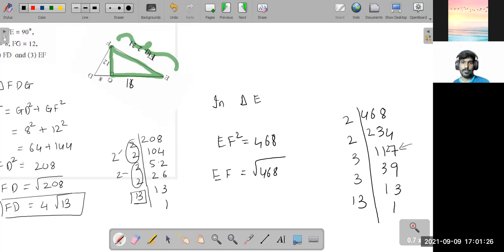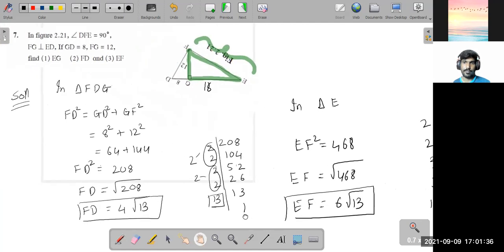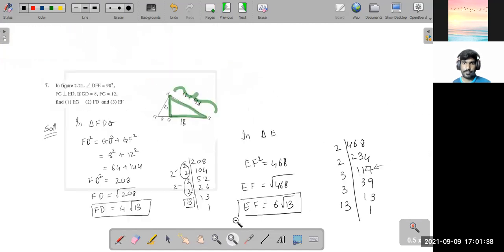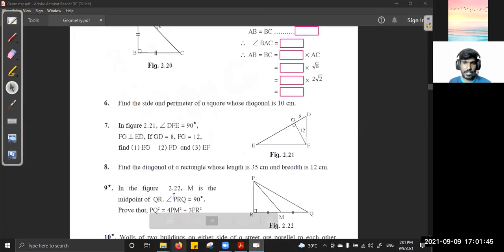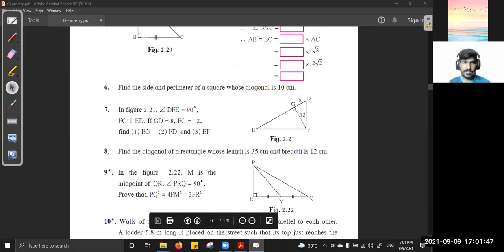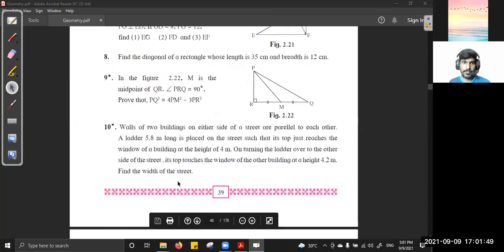2 into 3, 6. 6 root 13. Correct. 6 root 13. Then you finished writing? Yeah. That was the 7th one.